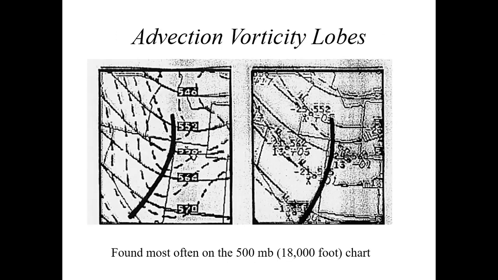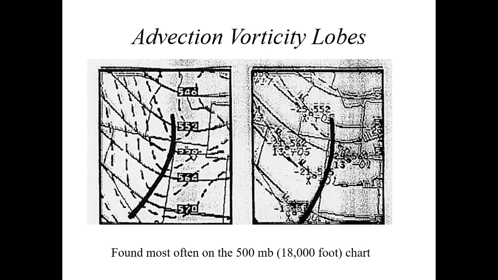Here's an example of what an advection vorticity lobe would look like. This is associated with the weather makers. When you hear the meteorologist on TV say, we have an upper air disturbance moving through, this is what they're referring to. The image on the left shows dashed lines and solid black lines. The dashed lines represent equal lines of vorticity values.